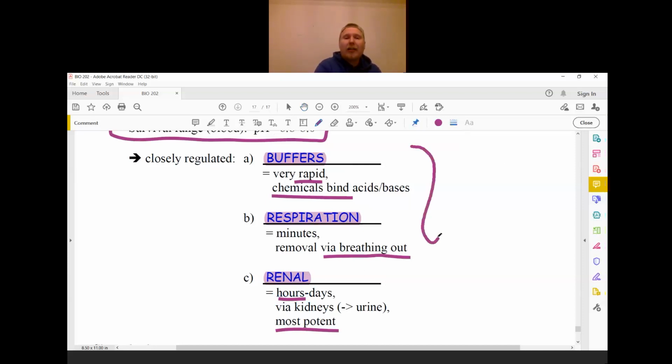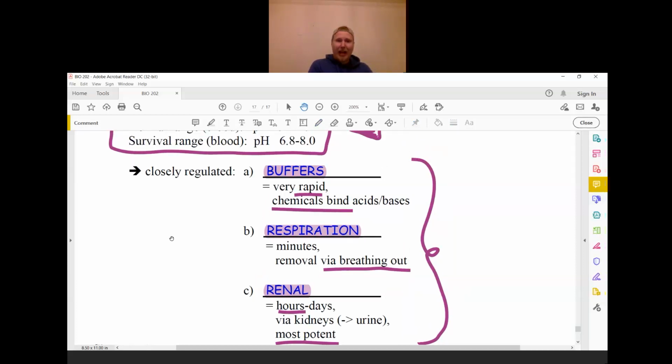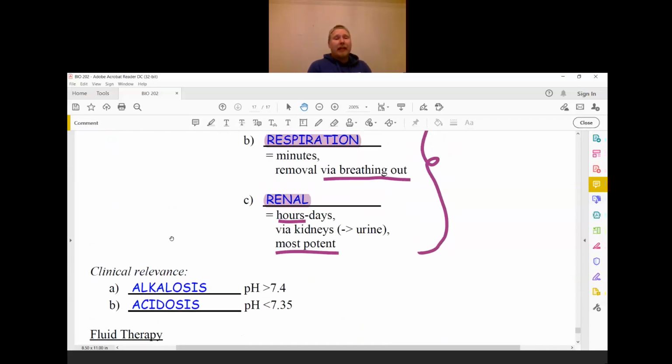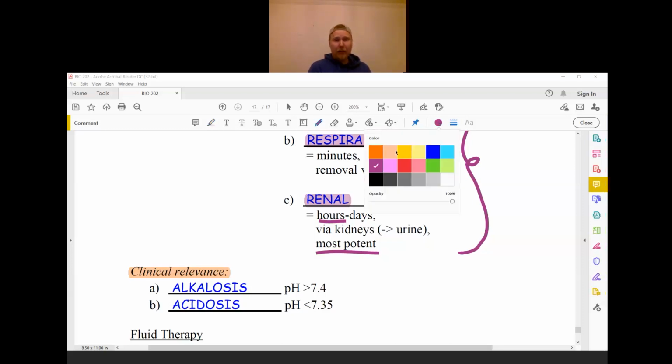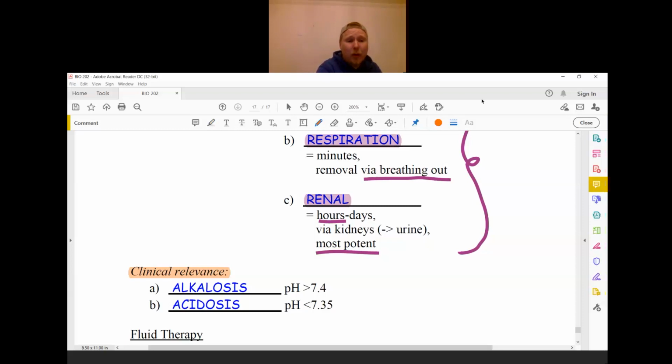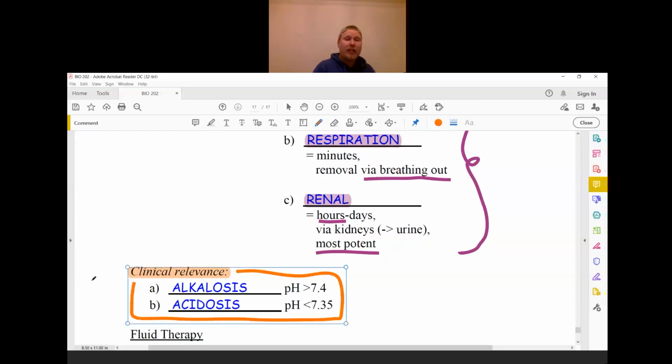So these are the 3 regulation methods of how we maintain our body pH within such a narrow range. And the clinical relevance of this would be that if we have too high a pH or too low a pH, we have some clinical consequences. We can talk about alkalosis or acidosis, and I provided quite a good description of some of the signs and symptoms in our last week's lecture video and revision as well, so you can refer back to that.